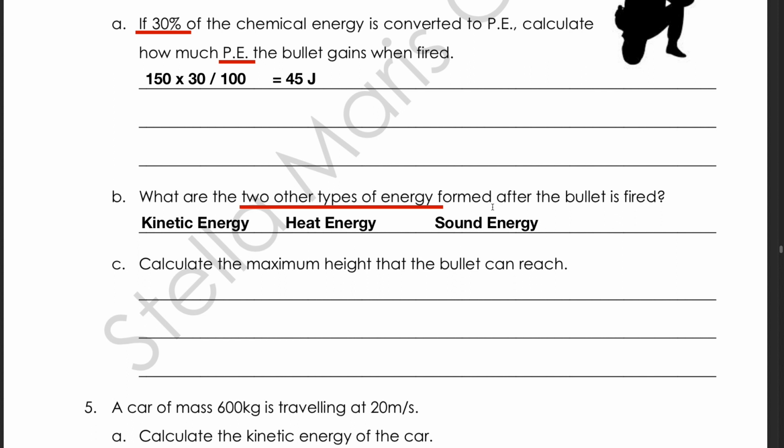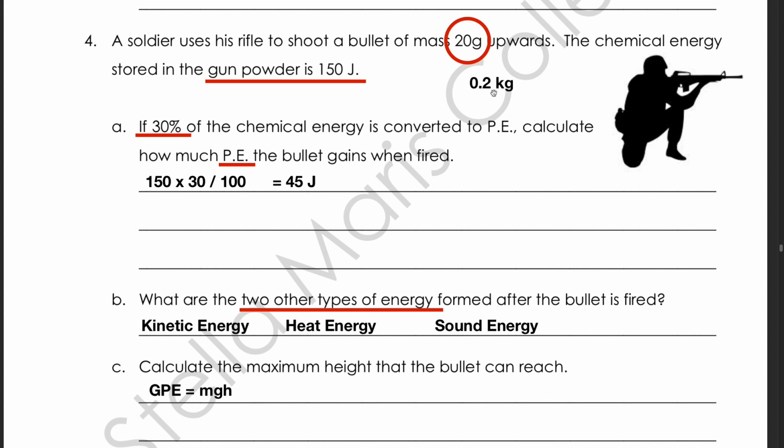Question C. Calculate the maximum height that the bullet can reach. To find the answer here, we need to refer to the equation of potential energy. So we start off with gravitational potential energy is equal to mgh. Now we've already found the GPE to be 45 joules from question A. We know the mass of the bullet to be 0.2, which we were told in the original question. And we know g to be 10. So all we have to find is h.